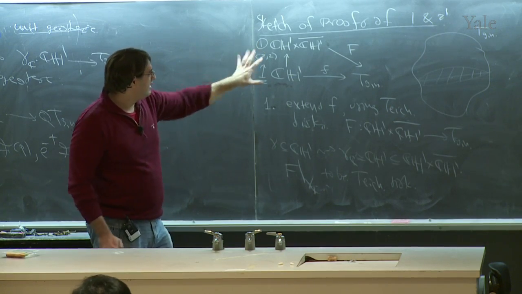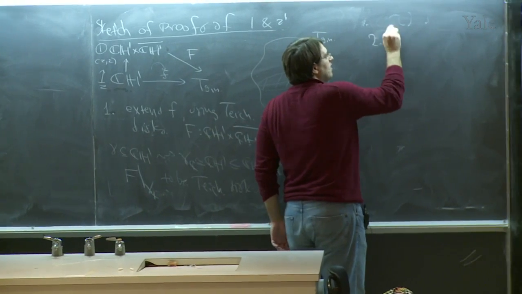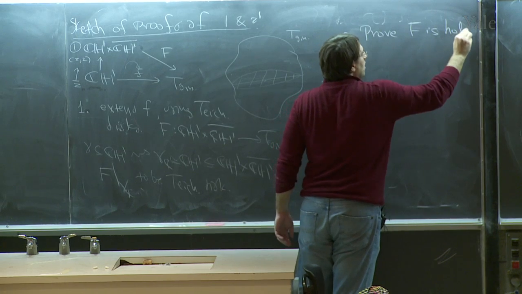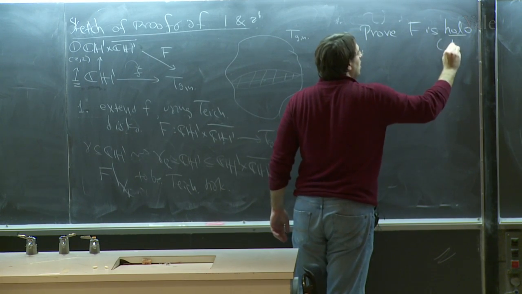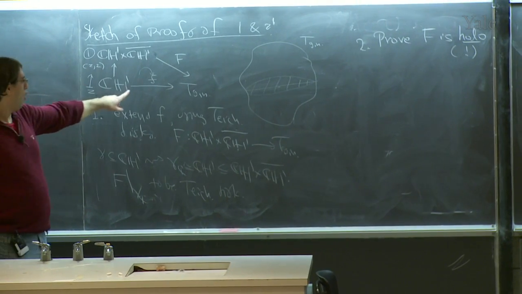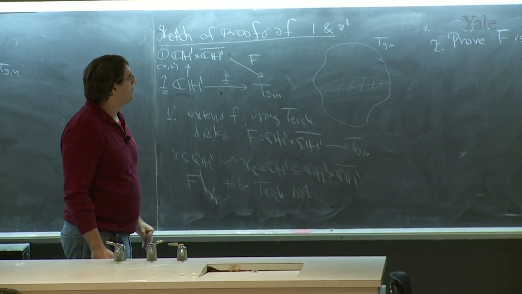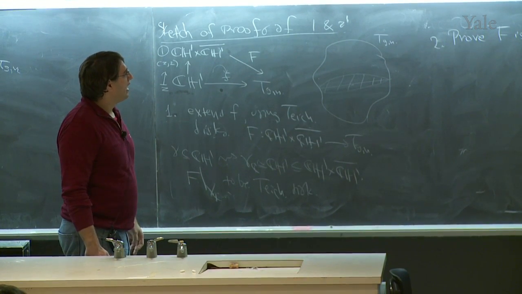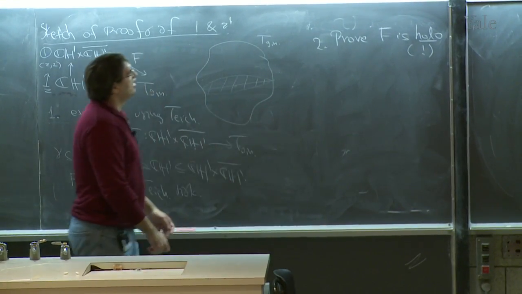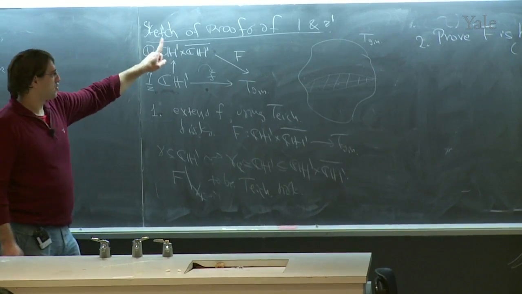Now, having a well-defined map, the second step of the proof is to prove that this map is holomorphic. That's certainly not an obvious thing. A priori, F need not even be differentiable, let alone real analytic. That involves an argument in complex analysis, so I will not talk about this step. But what do we get once we know that F is holomorphic?